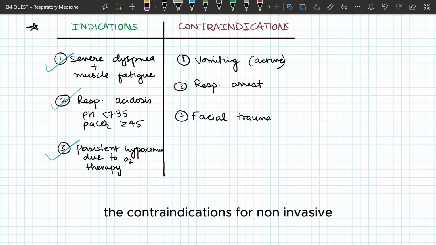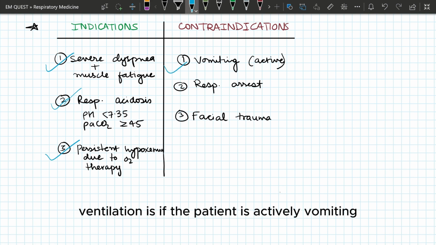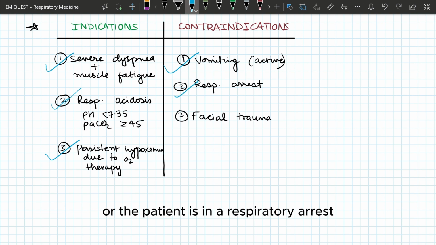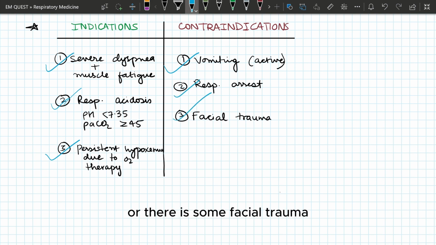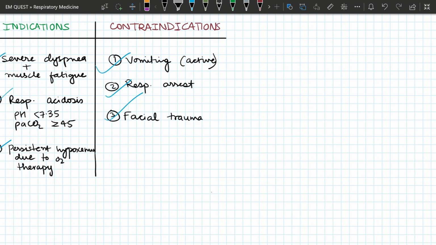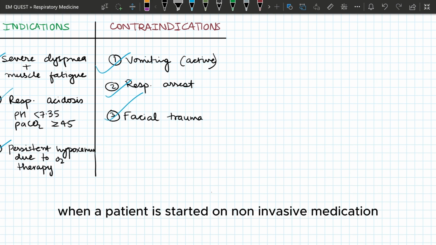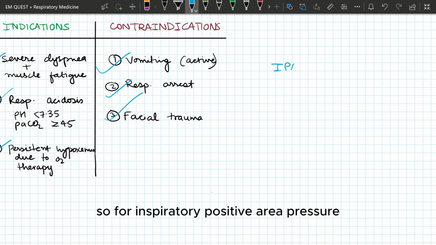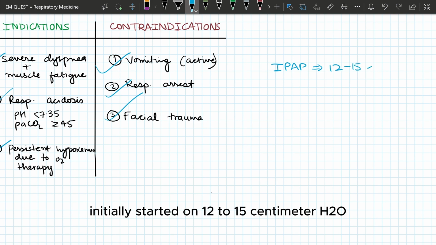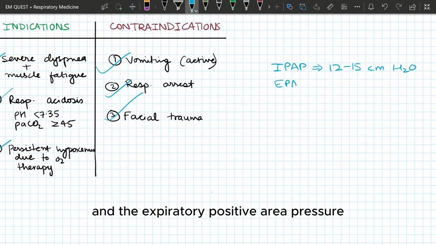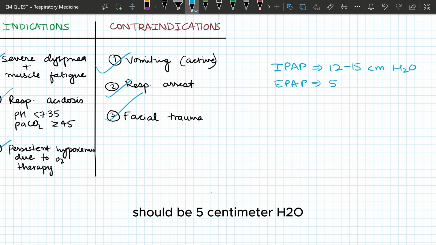The contraindications for non-invasive ventilation are if the patient is actively vomiting, so most certainly you cannot put on the mask, or the patient is in respiratory arrest, or there is some facial trauma. Now the settings that are recommended when a patient is started on non-invasive ventilation. For inspiratory positive airway pressure, the patient should be initially started on 12 to 15 centimeter H2O, and the expiratory positive airway pressure should be 5 centimeter H2O.